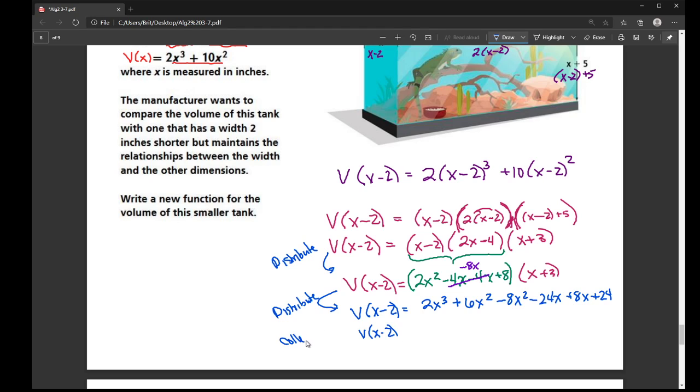So I'm going to collect my like terms. I only have one cubic thing, so the 2x cubed is good. In terms of x squared, I have a 6x squared and a negative 8x squared, so that's negative 2x squared. Here, negative 24x and 8x is negative 16x, and then I have a plus 24. So here's another way to show that volume if they don't want it in the factored form.